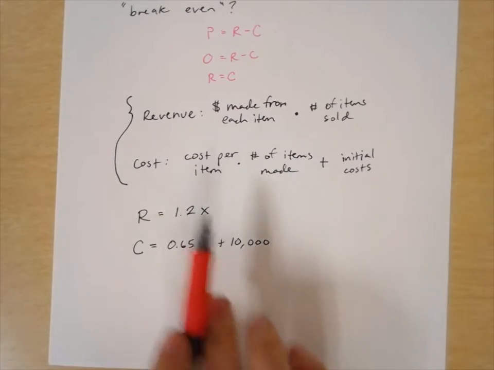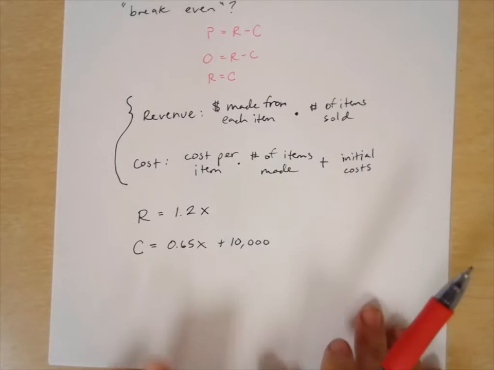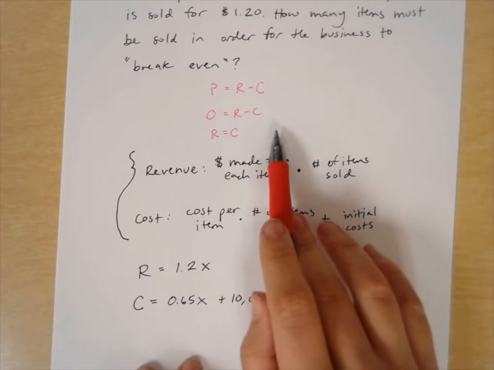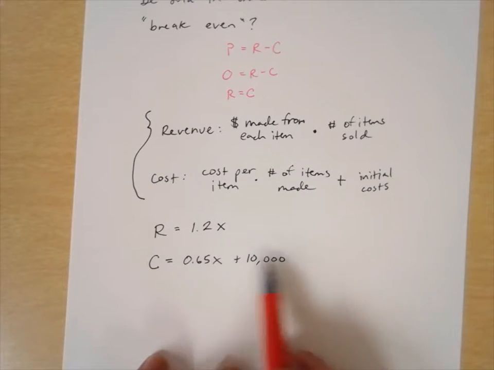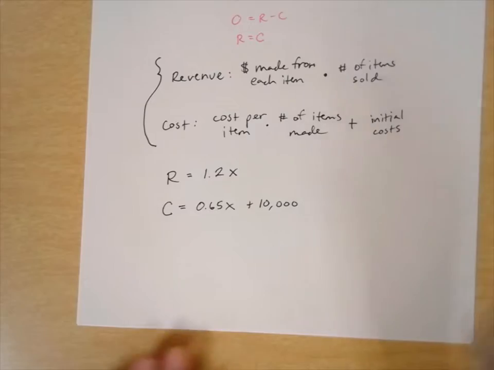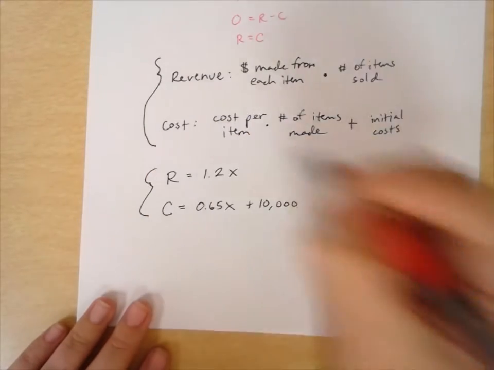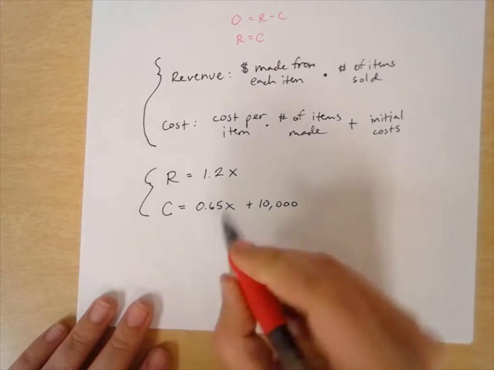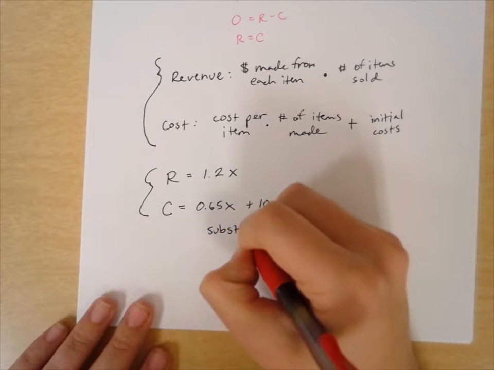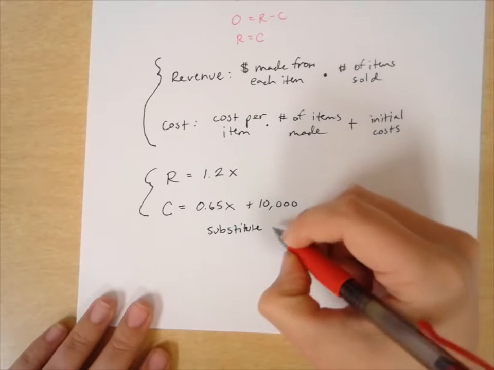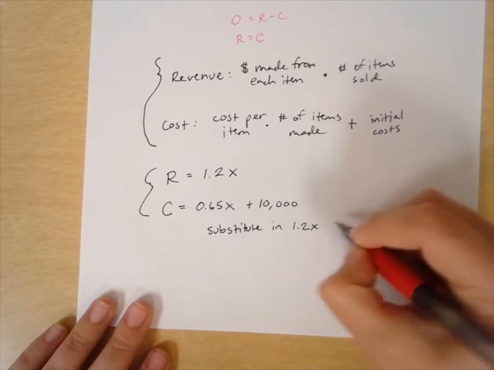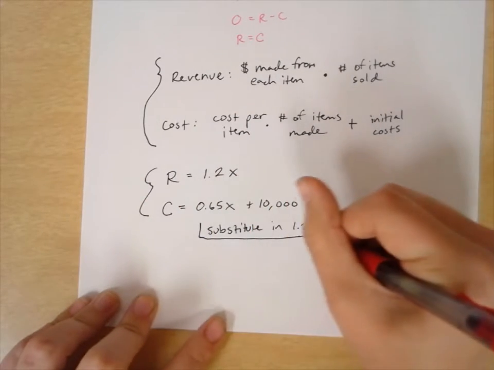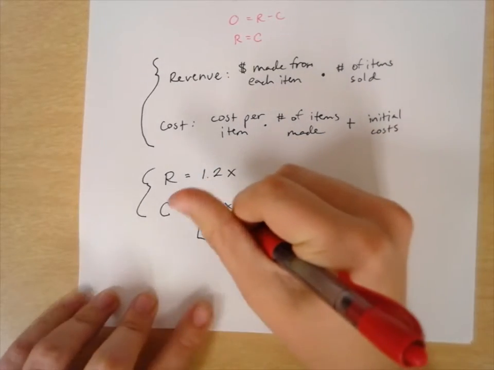All right, so I've got two equations, great, but remember, what I'm going to do with these is find out when R equals C, when this function equals this function. So here's what I can do. I can substitute in 1.2x for C, and that's exactly what we're going to do. We're going to write that step out, so then we can truly find out when R equals C.